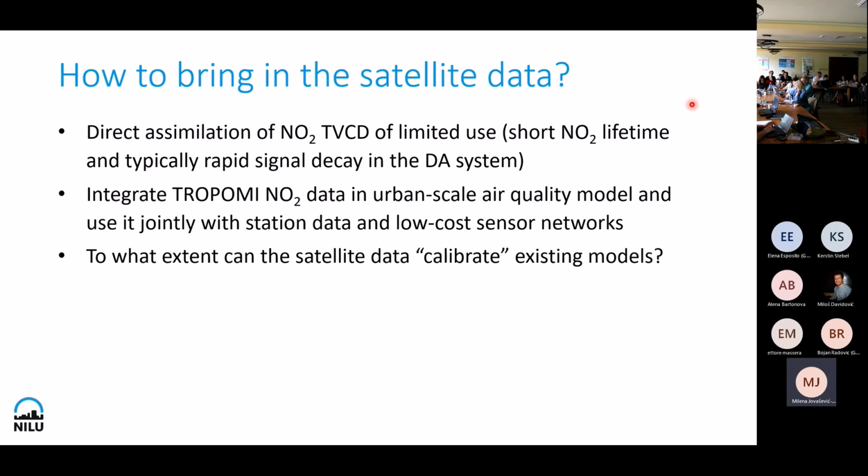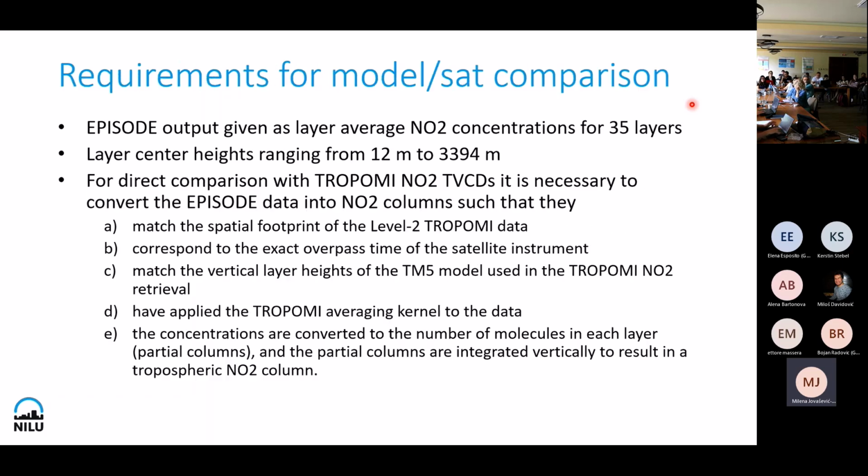So what we then thought, well, okay, the best way to do it might be to integrate this NO2 data from the satellite into our urban scale air quality model and use it jointly with the station data of the local sensor network. And this integration, I will talk about this in a little bit, does not happen through assimilation directly, but we change the emissions of the model rather than changing the concentrations inside the model.